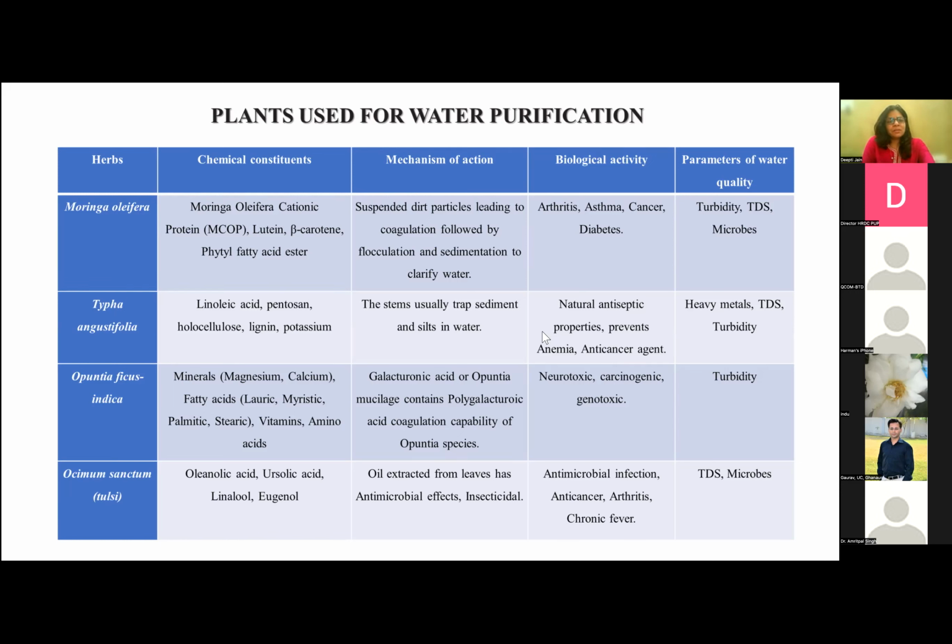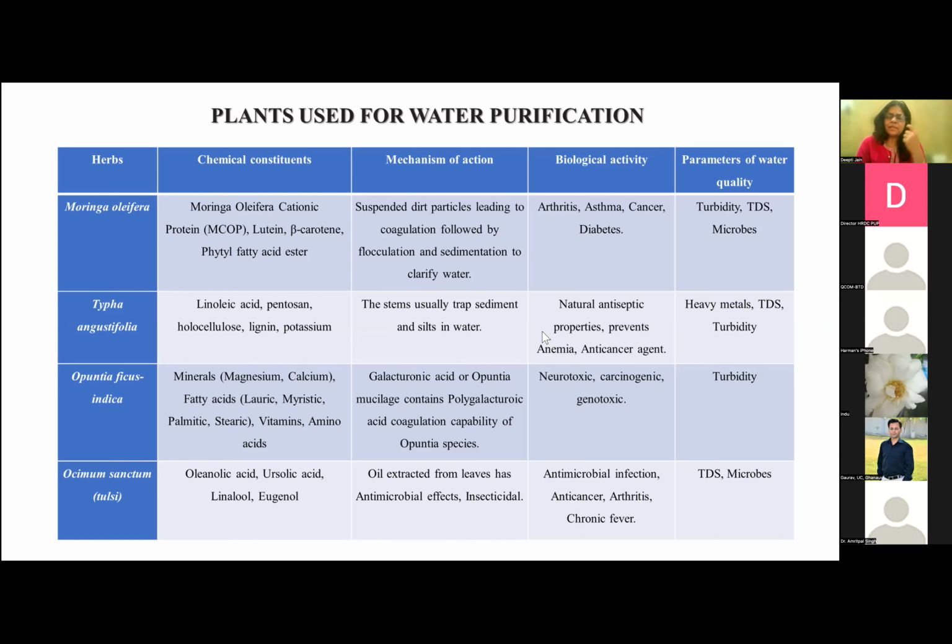Moringa has got high beneficial value for water purification systems. And the most important thing, the mechanism behind it: the suspended dirt particles undergo coagulation followed by flocculation and sedimentation to clarify water.